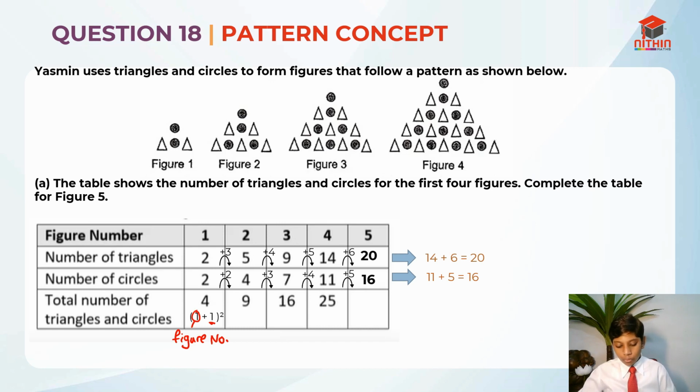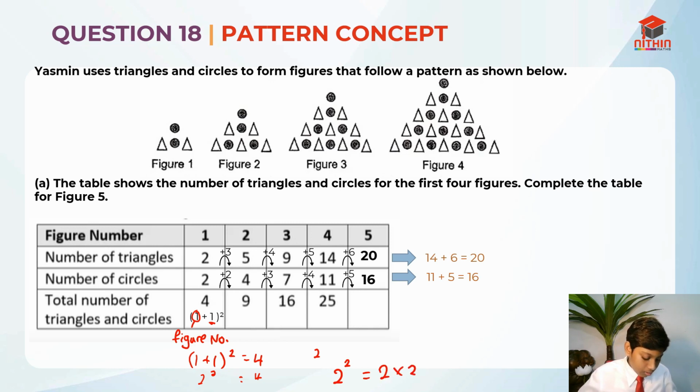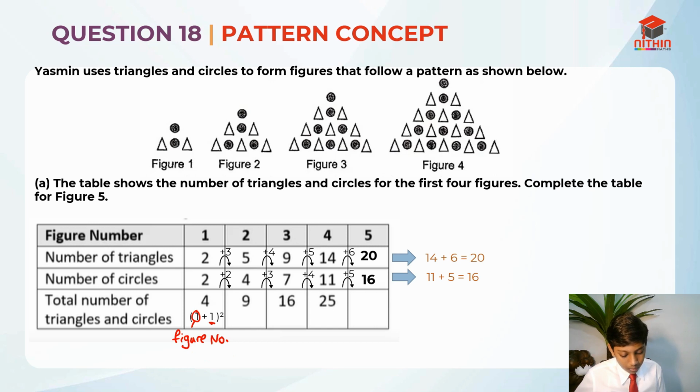So this is how we get 1 plus 1 squared, which is equal to 4, because it is basically 2 squared. 2 squared is 4. If you do not understand what squared means, let me give you an example. 2 squared basically means 2 times 2, which is equal to 4. So this is what it basically means. I hope you understand that now. So this is how we get it.